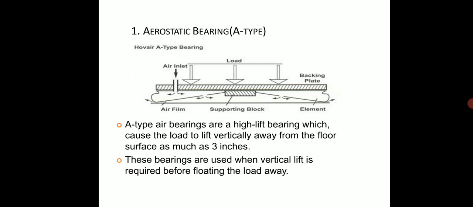Aerostatic air bearings, A type air bearing. A type air bearings are high lift bearings which cause the load to lift vertically away from the floor surface as much as 3 inches. These bearings are used when vertical lift is required before floating the load away. Diagram: air inlet and vertically lifted load are engaged, braking plate.